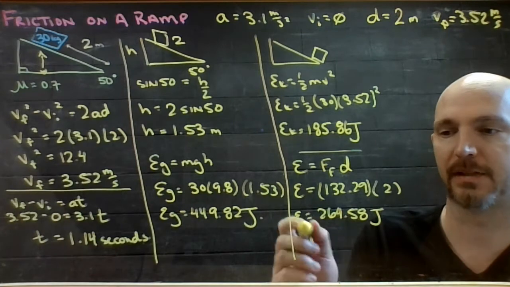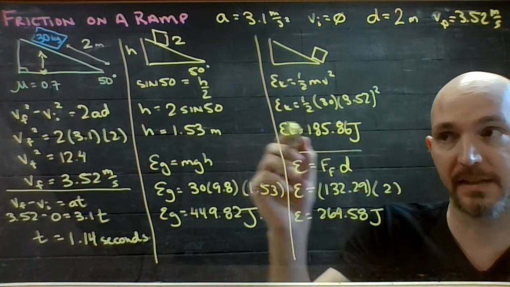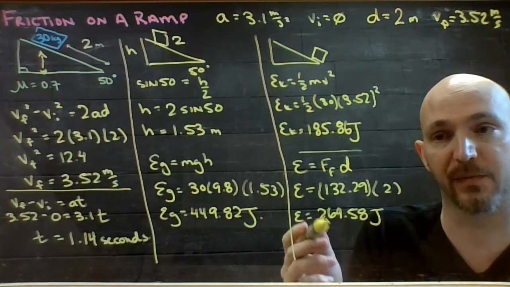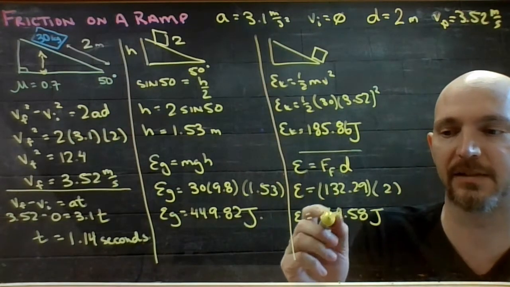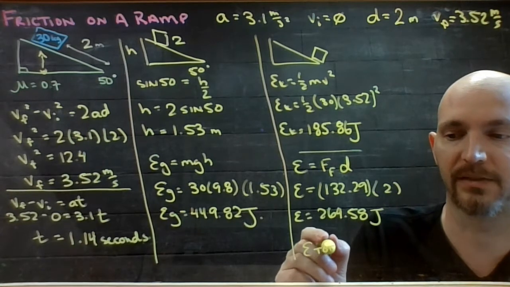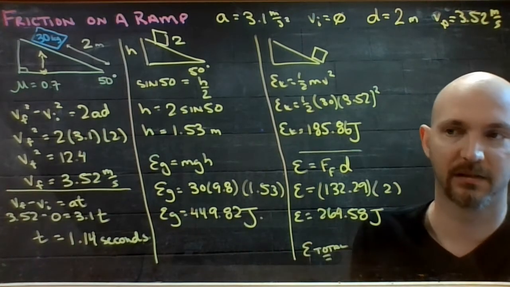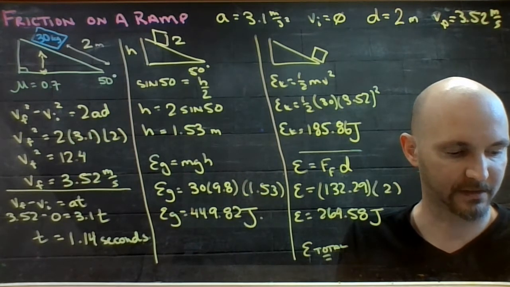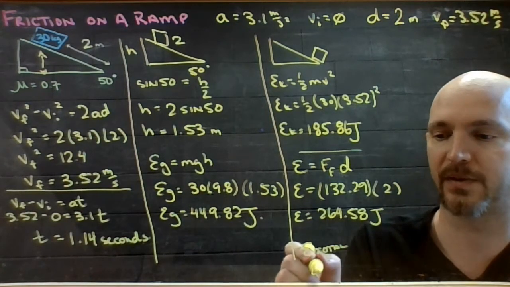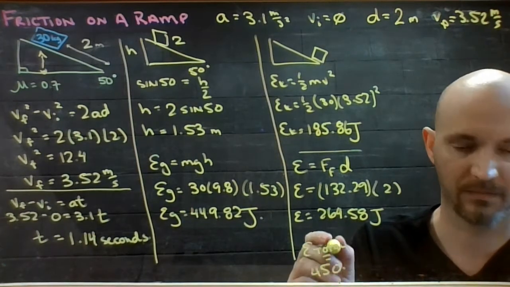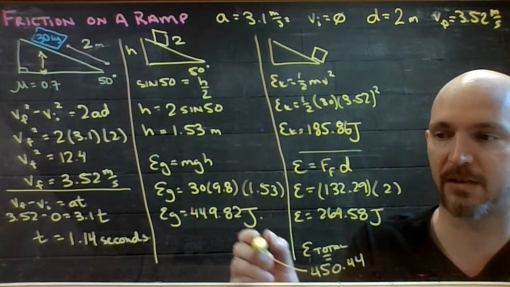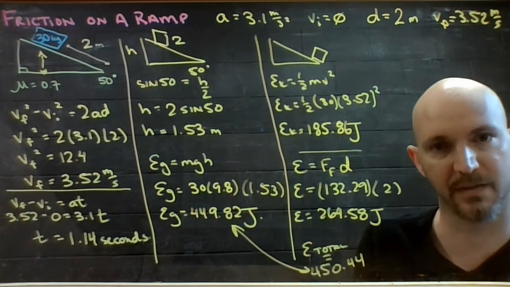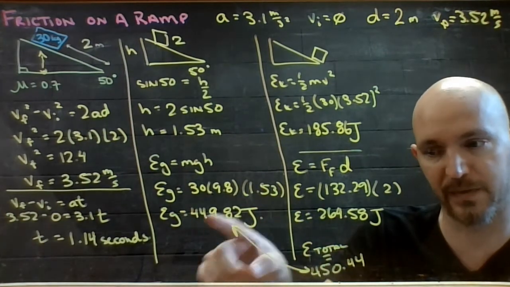All right, now, some of this at the bottom is kinetic energy, some of it is lost to friction, but if I add them together, my total energy would be that plus 185.86, which gives me 450.44. Now, that number is the amount of energy we started with, with a little bit of a rounding error, right? This is basically 450, and so is this.